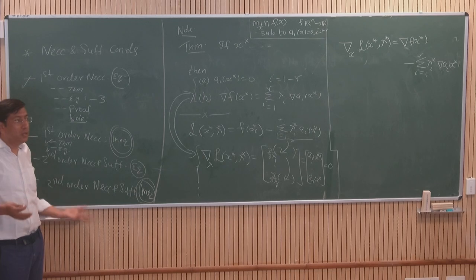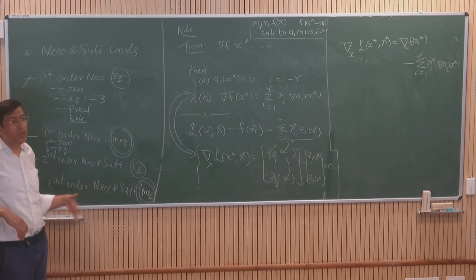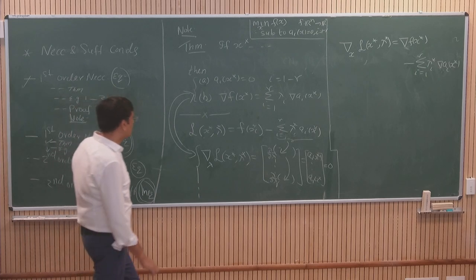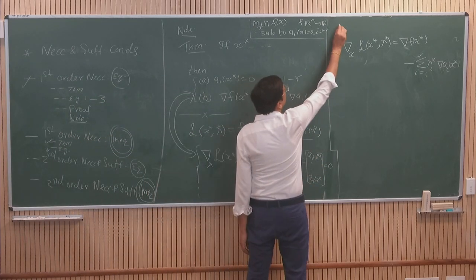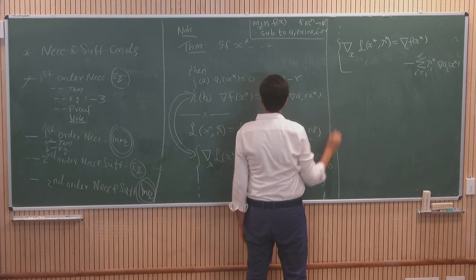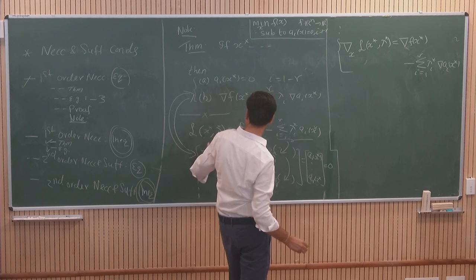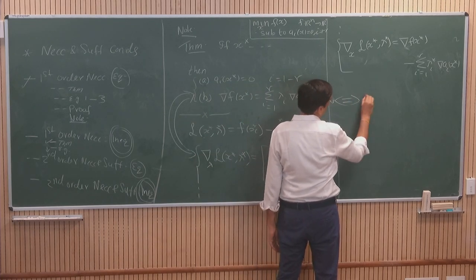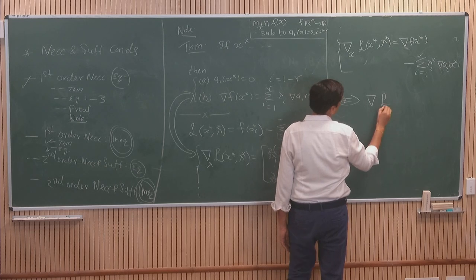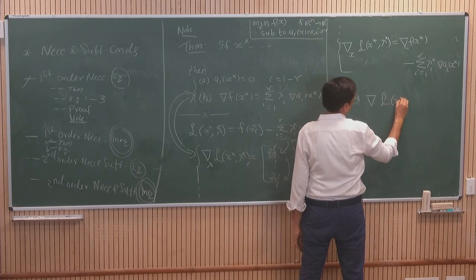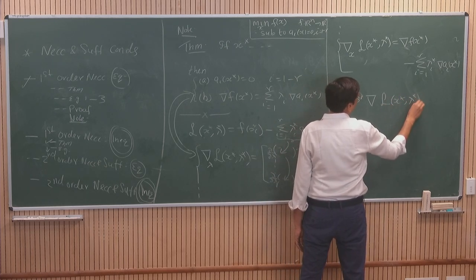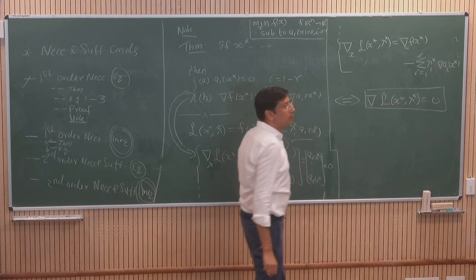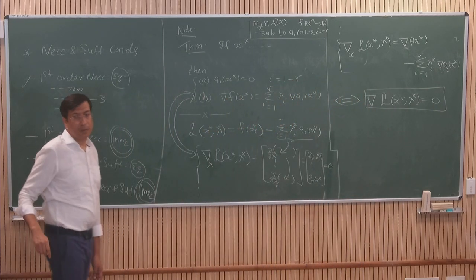The Lagrangian is a function of x1 to xn and lambda 1 to lambda r, so we are specifically separating it. So if you combine these two equations, you can say this is equivalent to saying that the gradient of the Lagrangian with respect to x and lambda, at x star and lambda star, is equal to 0. Everybody okay?